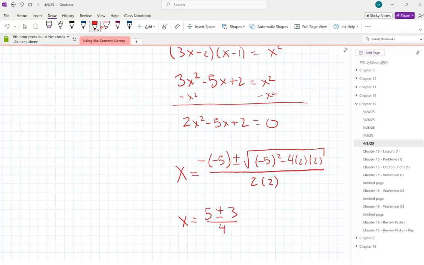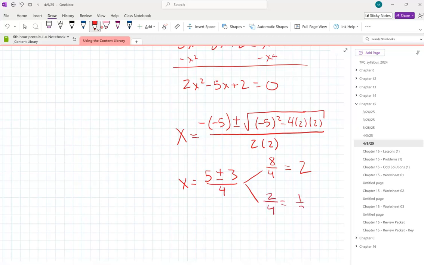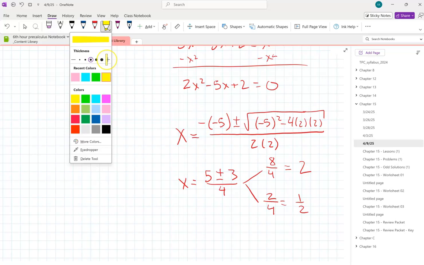So just knock that all down there. If we add these, I have 5 plus 3. That's going to be 8 over 4, so 2 is one possible answer. Then 5 minus 3, that's 2 over 4, so 1/2 is my other possible answer. But we're not done. We still need to check.